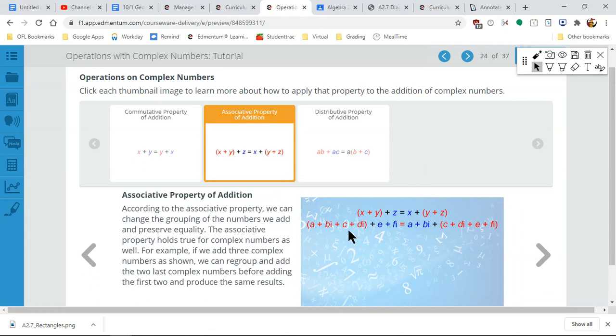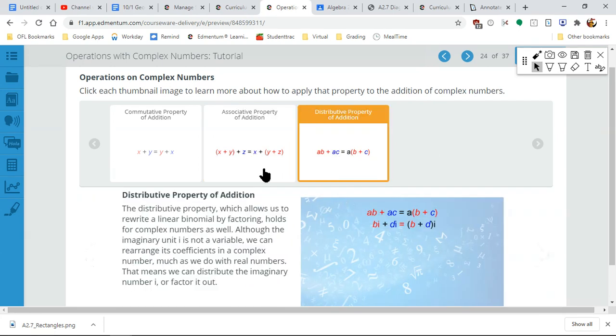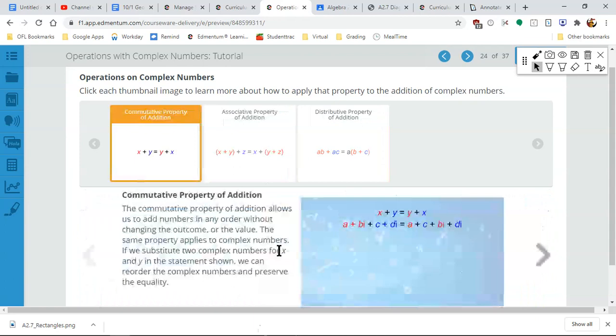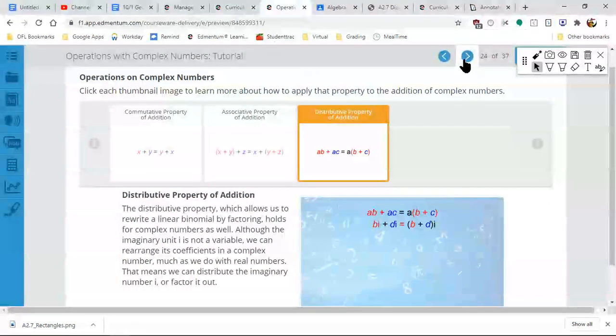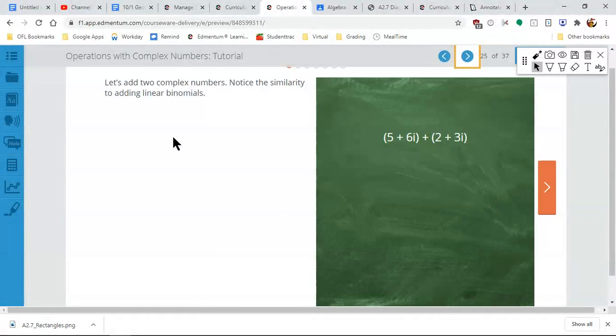Then we have this one. It's just saying for the associative property, we can do it in any order. So it's basically all the same stuff. They're just giving you a visual aid on it. I don't know why they're doing it again, but that's cool that they're being that thorough.